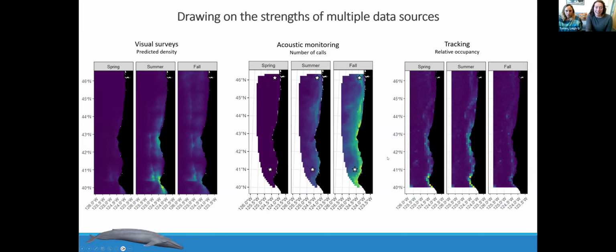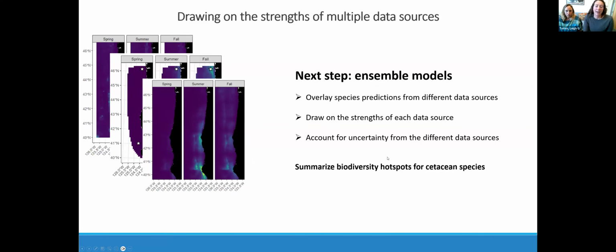So as I mentioned, this work is ongoing. And so our next steps are to bring these different data types together into some ensemble models and ensemble outputs to, like I just said, leverage the strengths of each while minimizing or offsetting the uncertainty of each. And then we're also going to think similarly about these hotspots, or areas of greatest numbers of animals and diversity of animals for the cetacean side of things as well. So stay tuned because the work is ongoing.